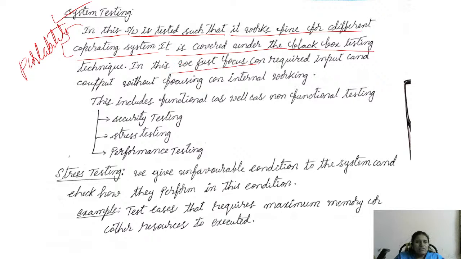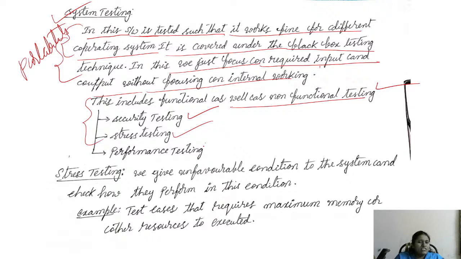In this, we just focus on required input and output without focusing on internal working. We will not focus on internal working, right? In black box testing, we just focus on the output. Is it working fine or not? This includes functional as well as non-functional testing, security testing, stress testing, performance testing.